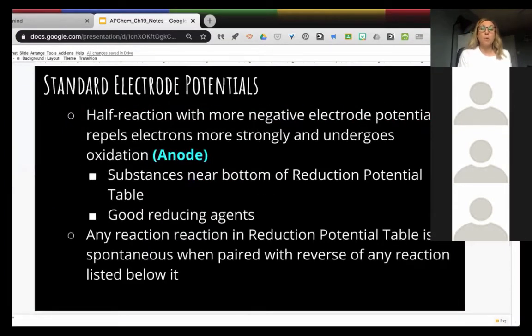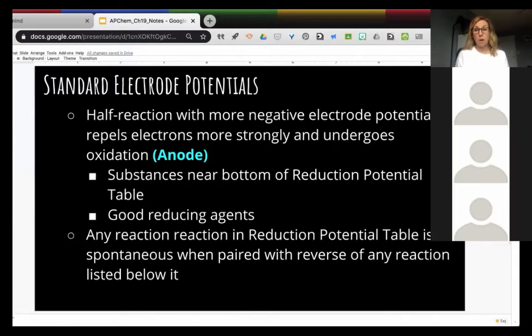Then the one that has the more negative electrode potential is going to repel electrons and undergo oxidation. So that's the one that's your anode, the one that's going to be by the bottom. Those are good reducing agents, which means they cause the other substance to be reduced. So any reaction in that reduction potential list is spontaneous when it's paired with the reverse of any reaction listed below it. These are all listed as reductions, but you're going to reverse one of them when you're doing the actual problem.